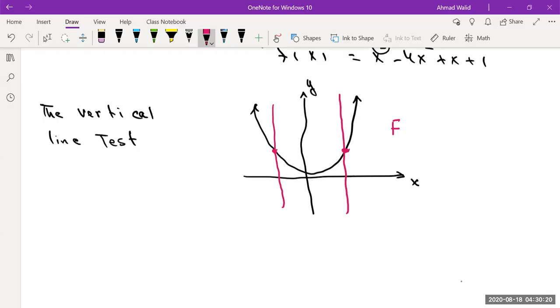I draw another line in this part of the graph, it only intersects once. That's why I call this a function. This graph is representing a function.